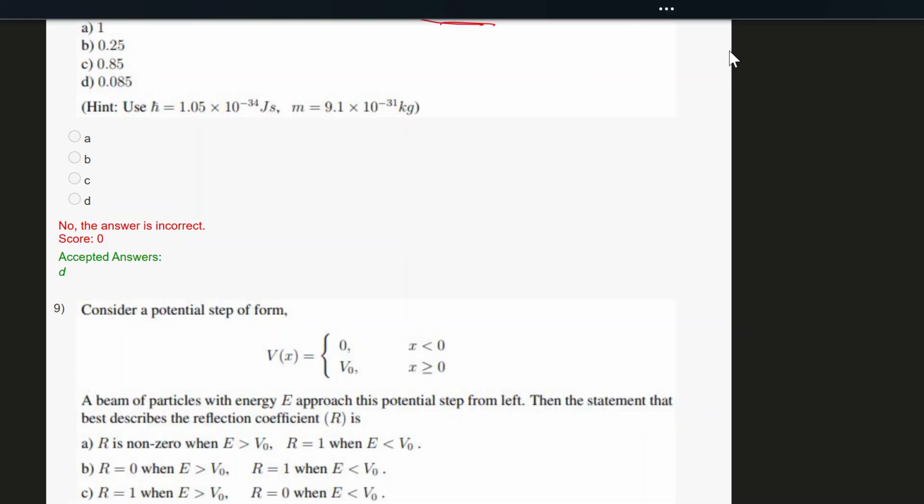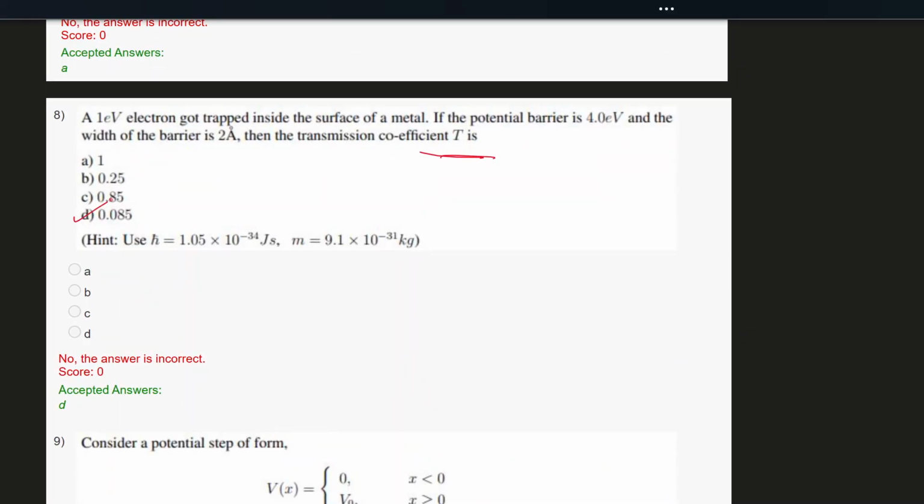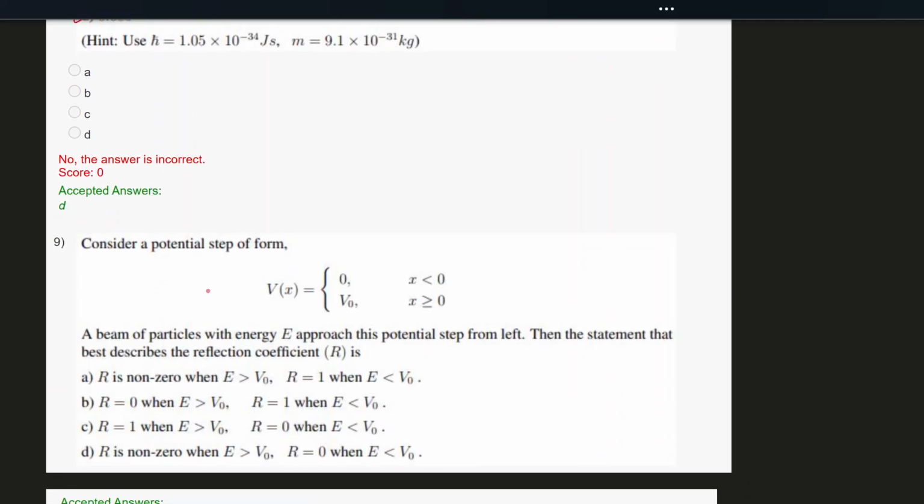So you get this answer. Question 9 is: consider a potential step of this form, where V is equal to 0 for x less than 0 and it is V naught for x greater than or equal to 0. A beam of particles with energy E approaches this potential from the left. Then the statement that best describes the reflection coefficient R is what?